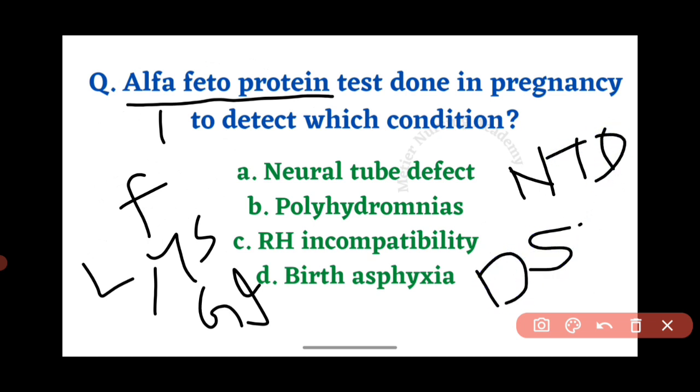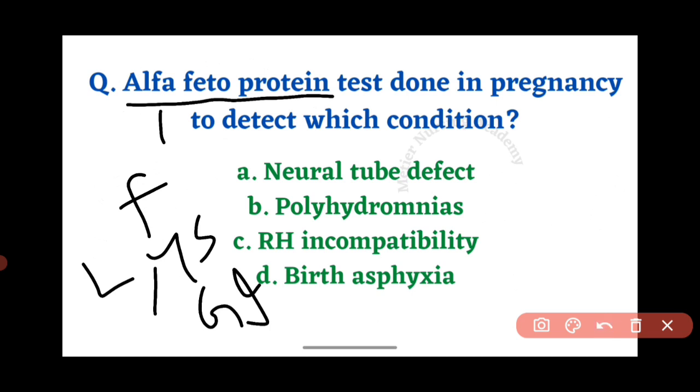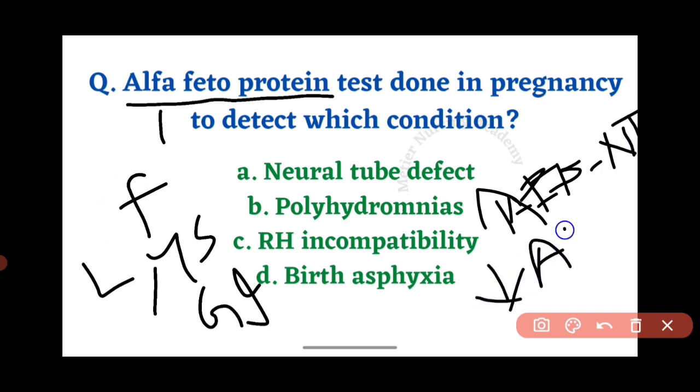So if the alpha fetoprotein level is more, what will happen? If the alpha fetoprotein level is less, what will happen? That is the third point you should know. If the alpha fetoprotein level is more, then that condition is called neural tube defect. If less alpha fetoprotein is there, that condition is called Down syndrome. So in order to find out neural tube defect and Down syndrome, we are doing the alpha fetoprotein test.